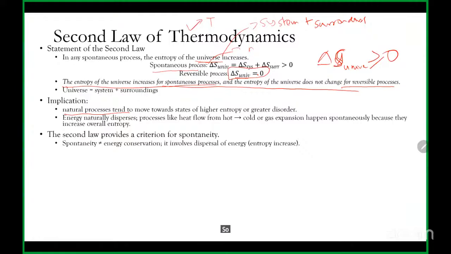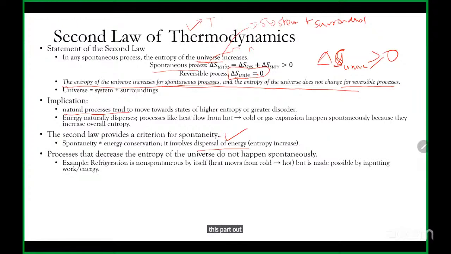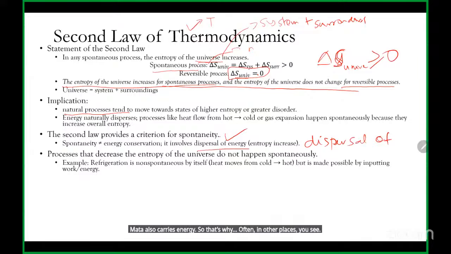So the second law provides a criterion for spontaneity, dispersal of energy. At times when we just say it's dispersal of energy, we forget that matter also carries energy. So that's why often in other places you will see dispersal of matter and energy.